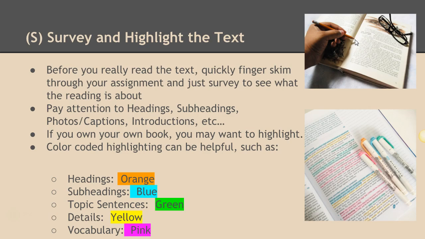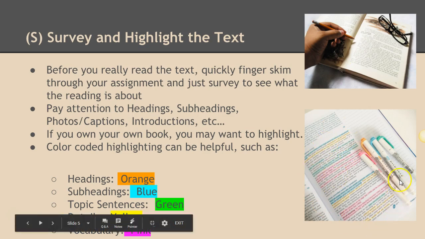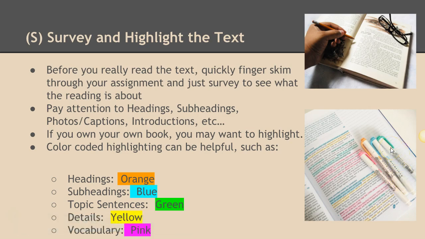Don't highlight your book, though, unless you own your own book. But if you do, highlighting can be extremely helpful. In fact, there's ways you can color code your highlighting. For example, if you put your headings in orange, it'll draw your eye to those headings. You can put your subheadings in blue, so you know what you should be outlining.